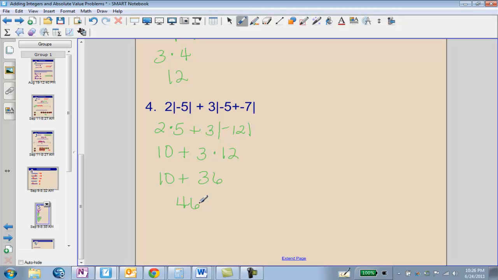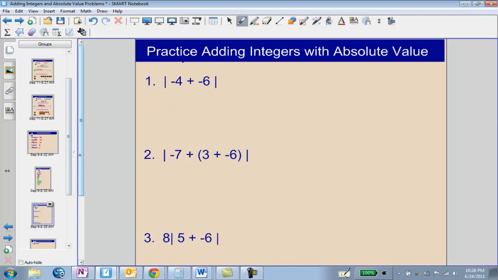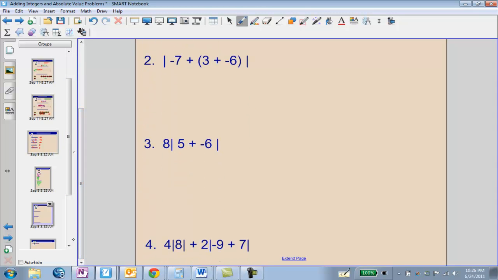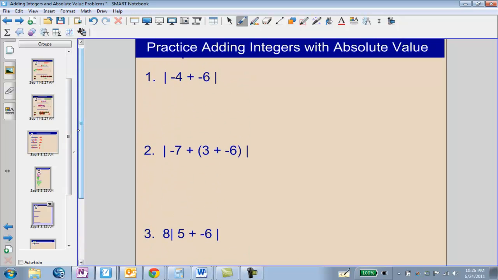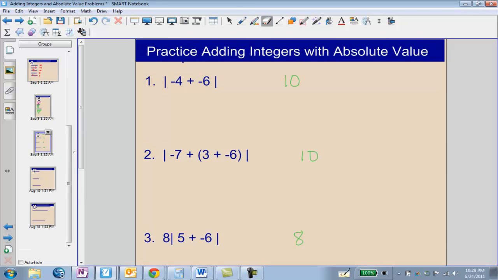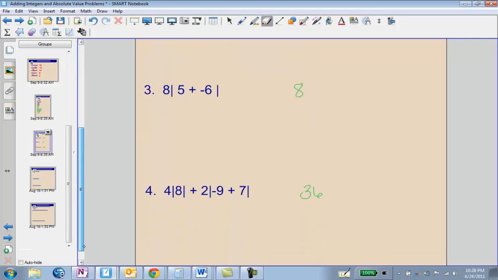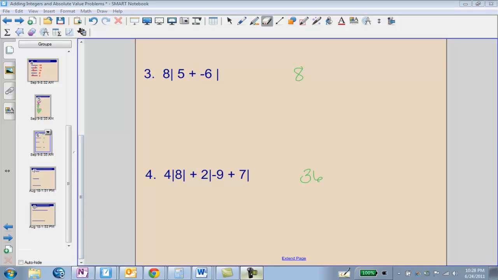for number 4. Now, I'd like you to go to the next slide, and here you have 4 very similar problems, and you can refer to the examples we just did. I'd like for you to pause the video and try these. You should have ended up with the answers 10 for number 1, 10 also for number 2, 8 for number 3, and 36 for number 4.